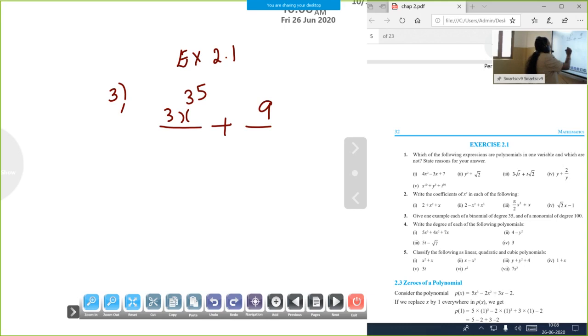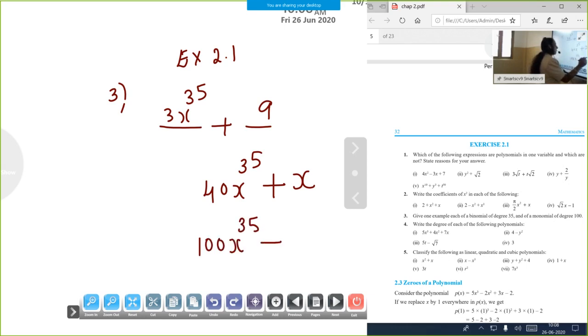Another example: 40x raised to 35 plus x. This is also a binomial of degree 35. Another example: 100x raised to 35 plus minus 35x. This is also a binomial of degree 35.